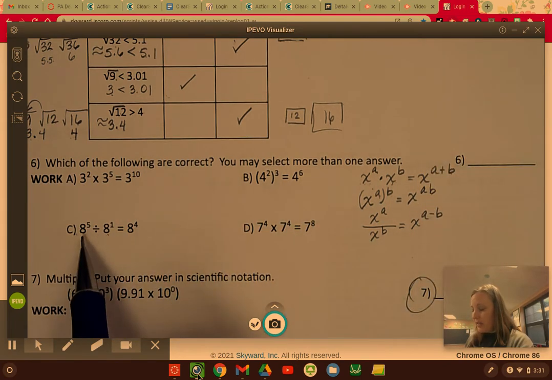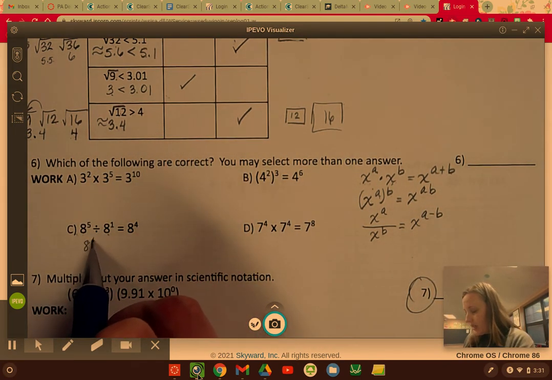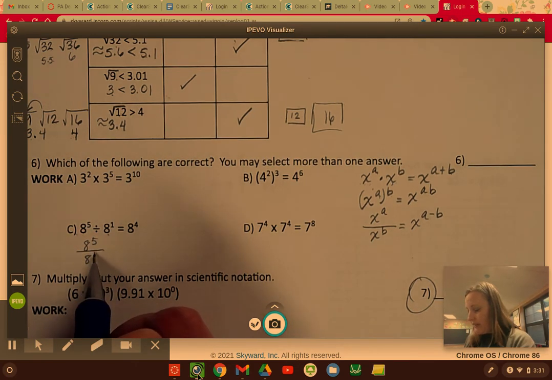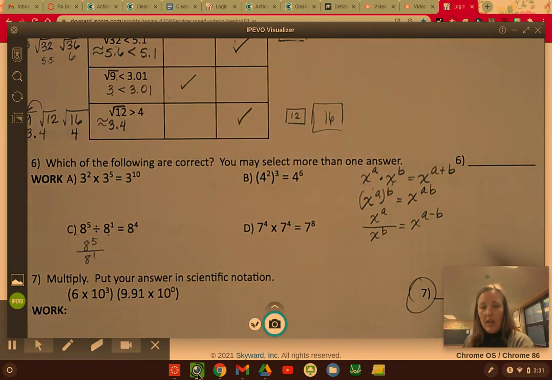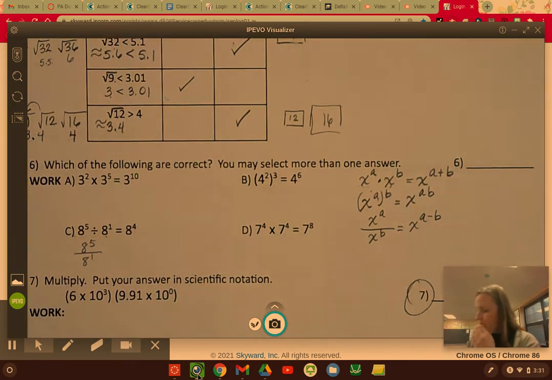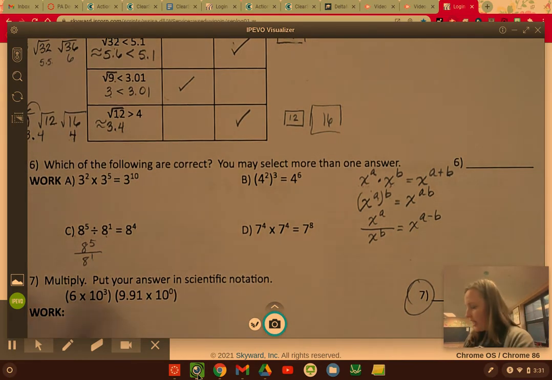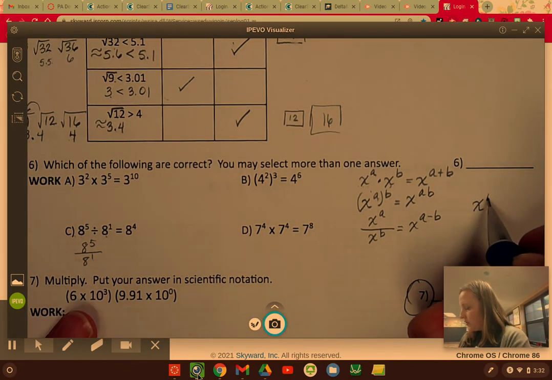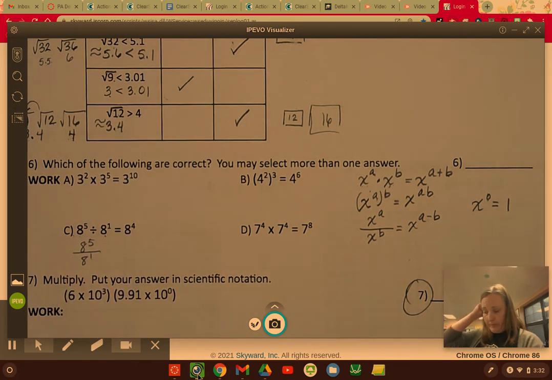In a problem like this one, for instance, this is the numerator, this is the denominator, and I have to do 5 minus 1, okay? All right, so it looks like those are the only rules that we need for that. You'll remember this rule: any monomial raised to the 0 power is 1.